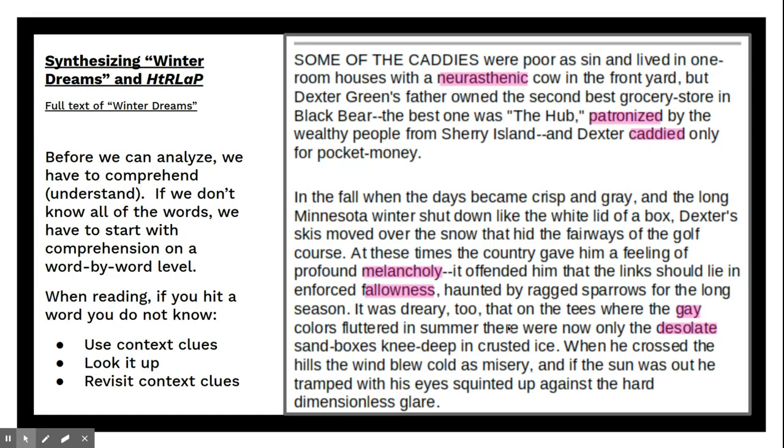Before we can get into synthesizing these two pieces of text, you have to be able to comprehend the short story. Now, Fitzgerald likes to use a lot of vocabulary that we might not be completely familiar with, so please stop along the way and look up words that you are not sure what they mean. Use your context clues. If you're still not sure, then look it up and then revisit those context clues because sometimes these words have nuance and their true meaning is really dependent on the text that they're embedded in.